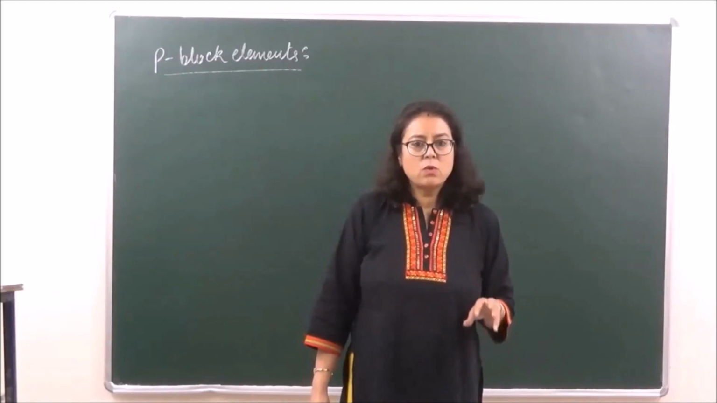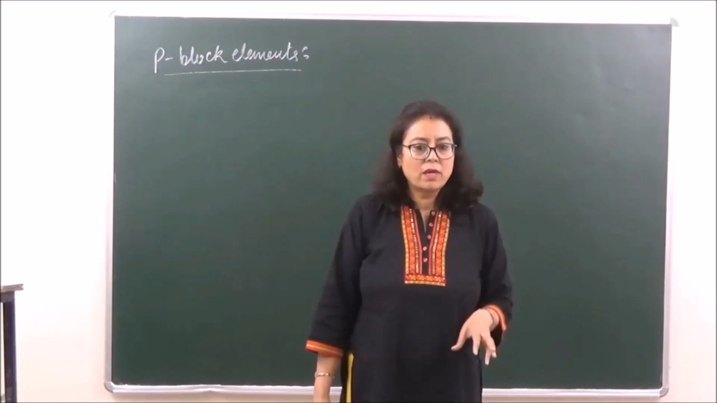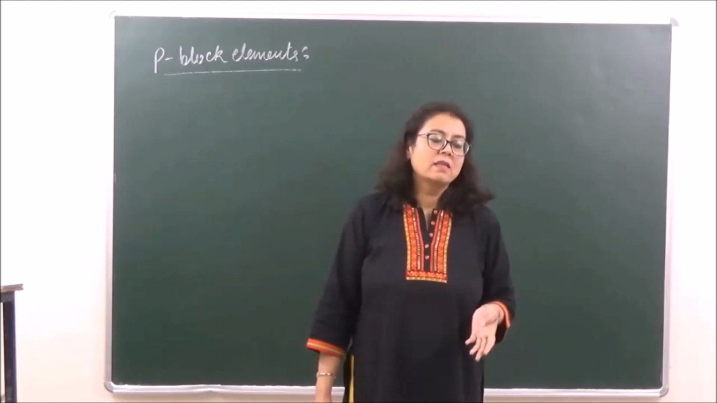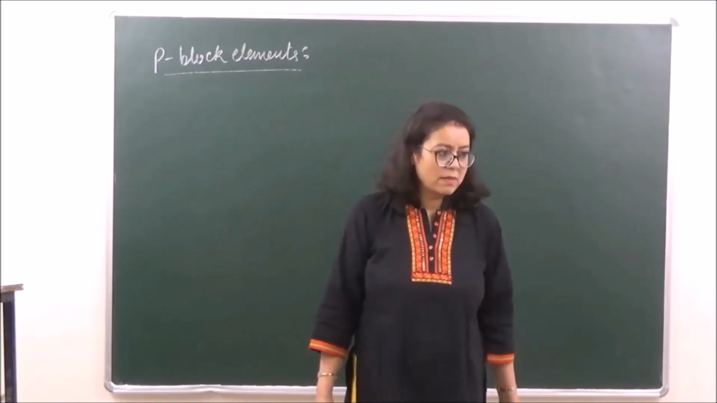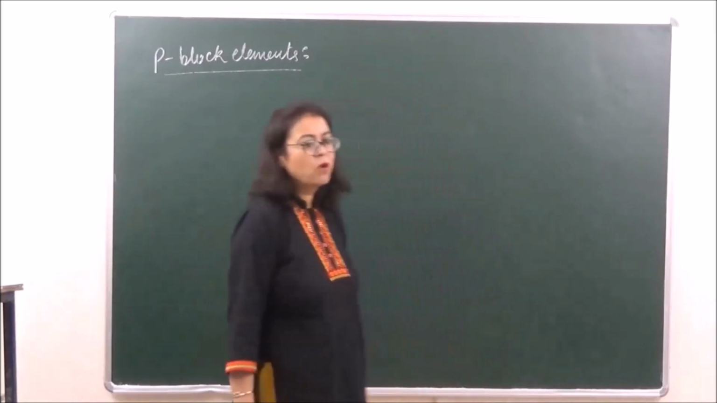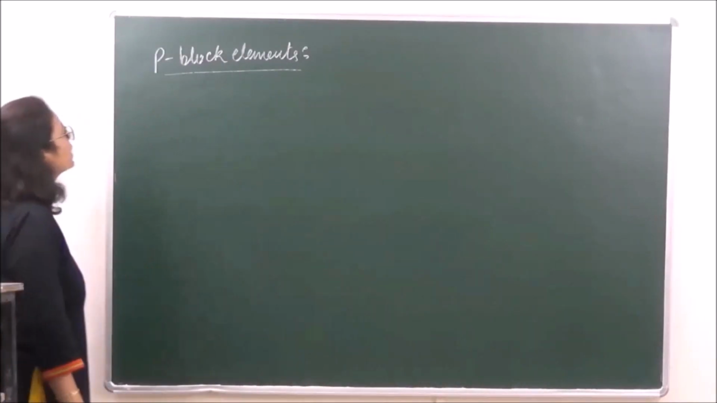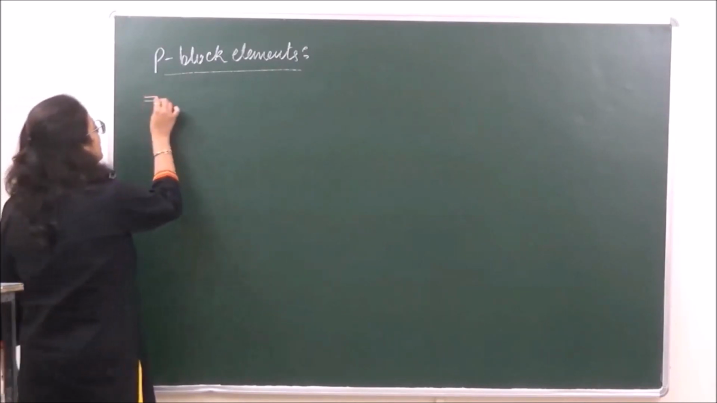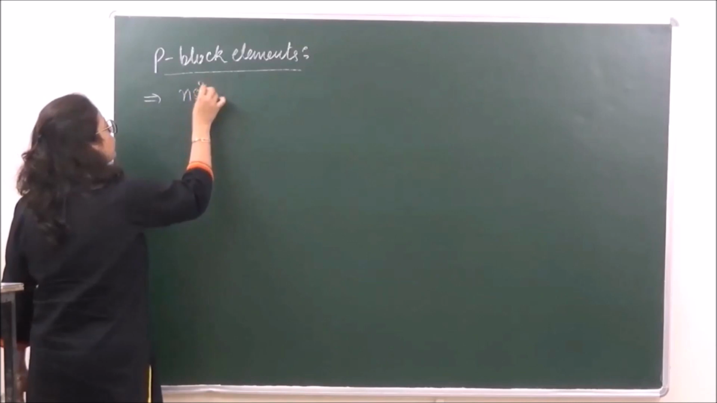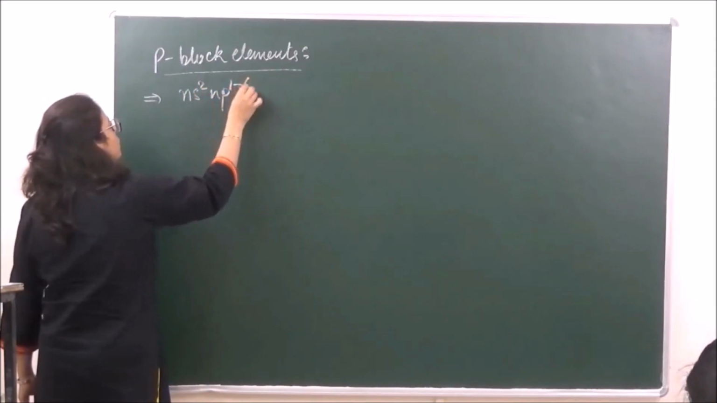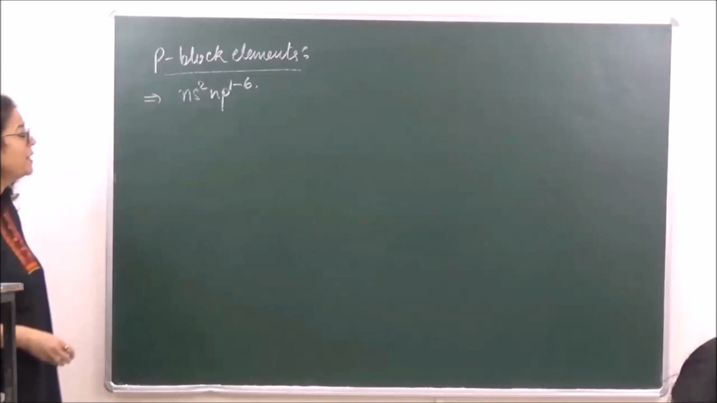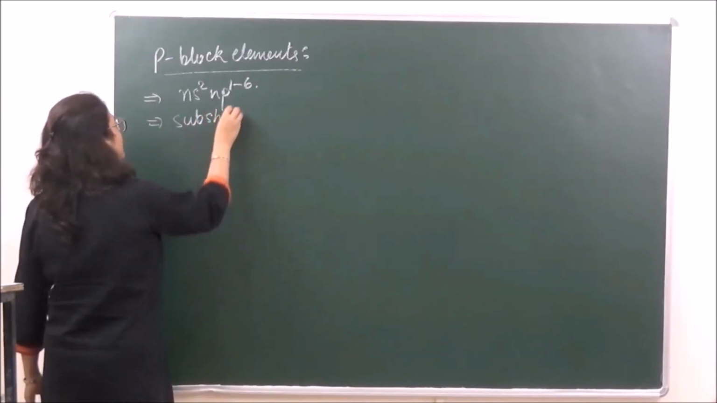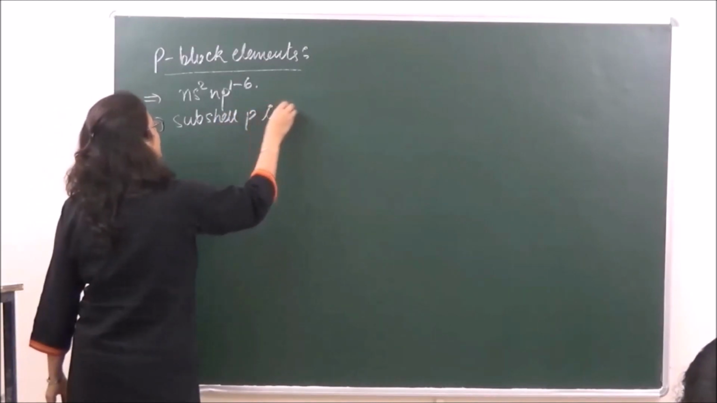Now yesterday, when we were talking of the S block elements, they have only 2 groups, the alkali metals and the alkaline earth metals. We did the characteristics of S block elements yesterday, so today we are going to do the characteristics of P block elements. In case of P block elements, the general electronic configuration is Ns2Np1-6. Right?